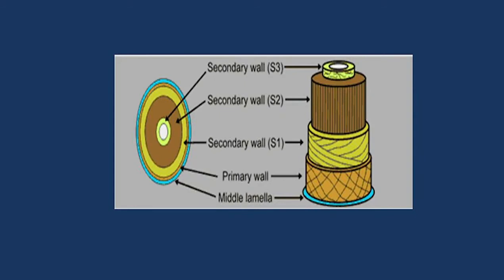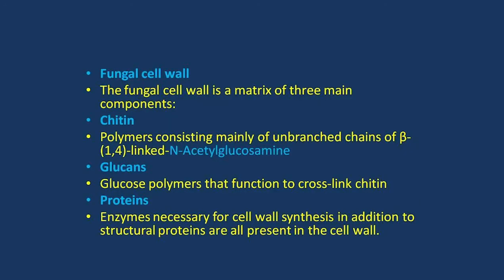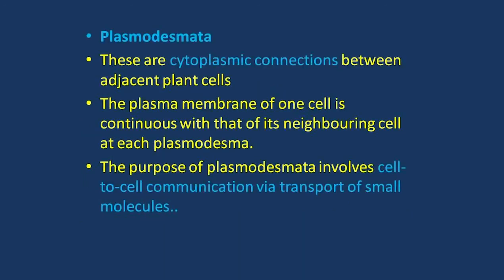This increases mechanical strength. Now, if you look at the fungal cell wall, it is a matrix of three main components. One is chitin. Chitin is a polymer of N-acetylglucosamine. Second one is glucans, which are glucose polymers that function to cross-link chitin. Third component is proteins, which are enzymes necessary for cell wall synthesis. Now let us look at plasmodesmata.